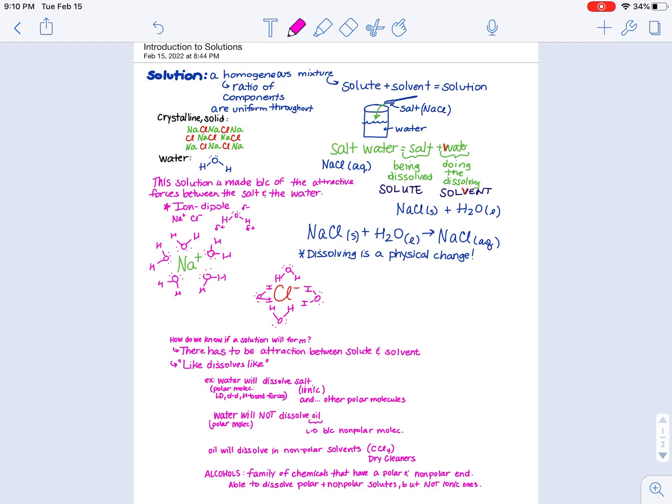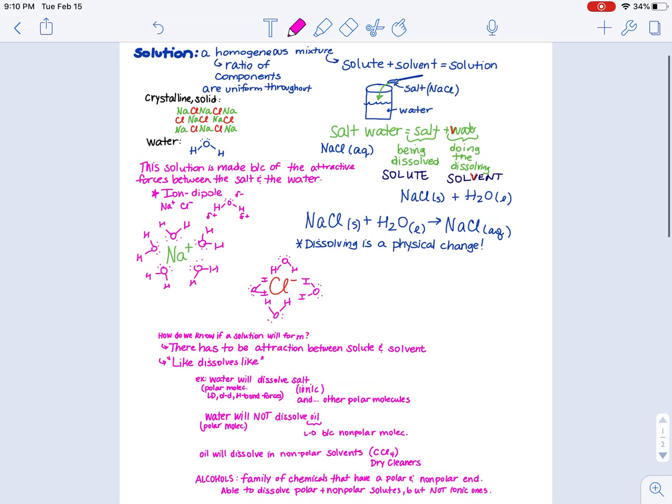The solute and the solvent are the two components to a solution. The substance being dissolved is the solute, and the substance doing the dissolving is the solvent. The whole reason why these solutions can be made is because there are attractive forces between the solute and the solvent. The attractive forces have to be similar, otherwise a solution or dissolving will not take place.